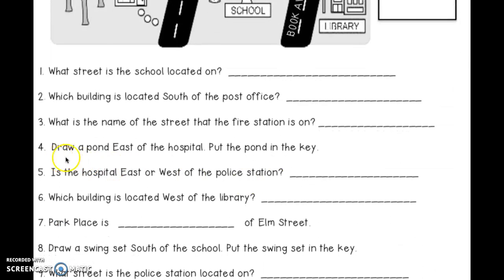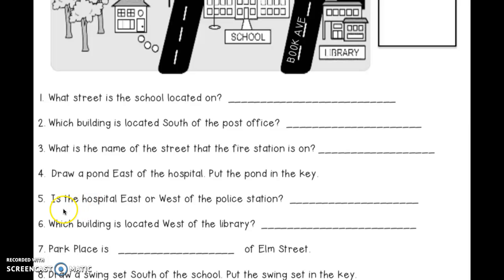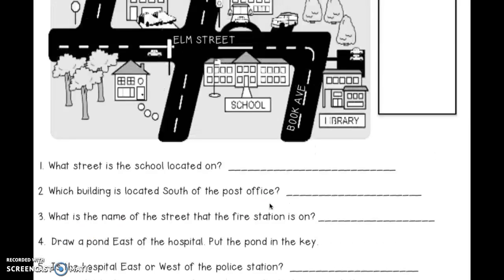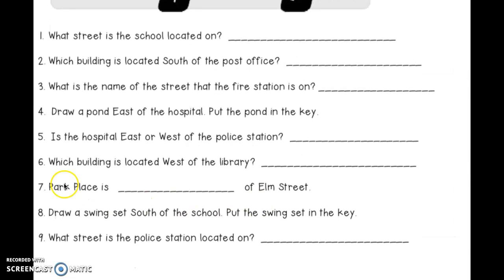Number 4 says, draw a pond east of the hospital. Put the pond in the key. So you need to draw a symbol for the pond and write pond next to it to show that that is the symbol for the pond. Number 5, is the hospital east or west of the police station? Number 6, which building is located west of the library?